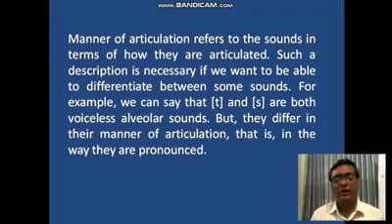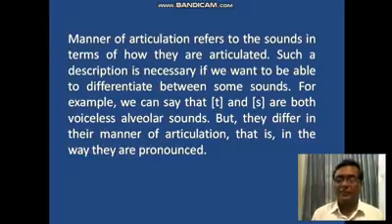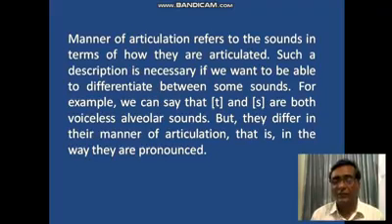For example, we can say that taw and saw are both voiceless alveolar sounds, but they differ in their manner of articulation, that is, in the way they are pronounced. Now, remember one thing. The sounds which were under one point in place of articulation may be under different points in manner of articulation. Taw and saw were both alveolar sounds because they originated in the alveolar region.